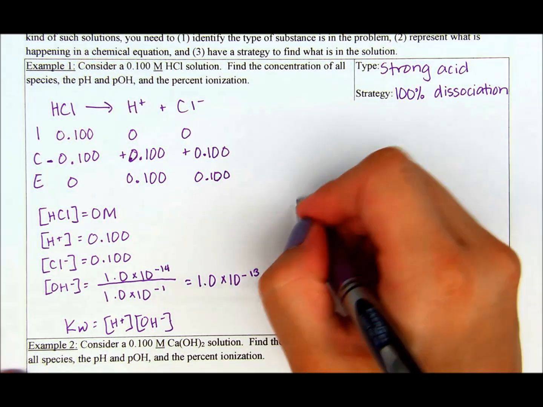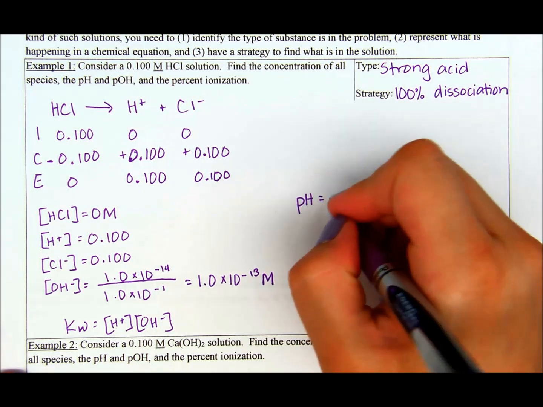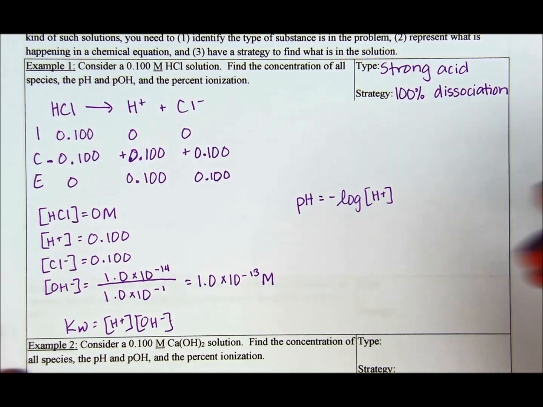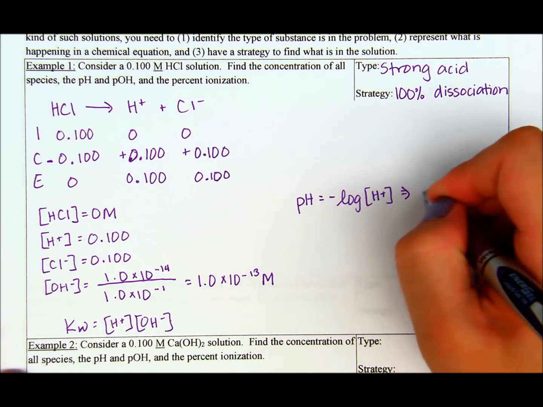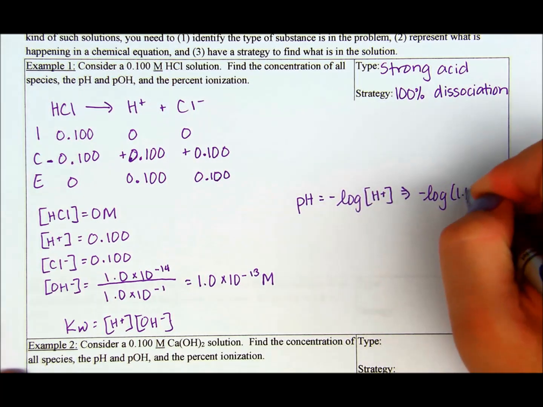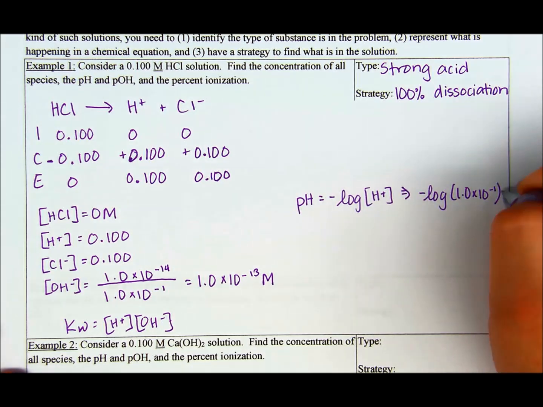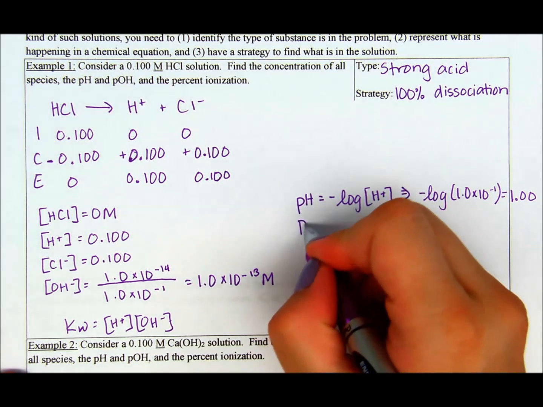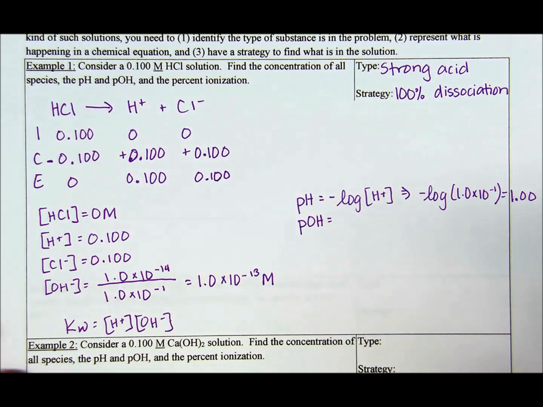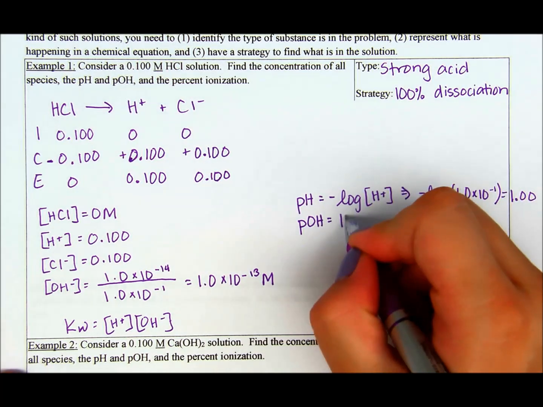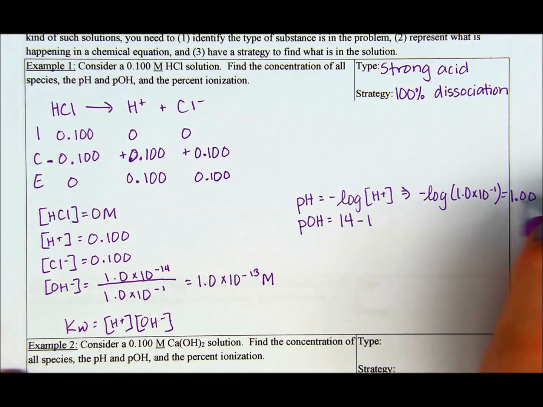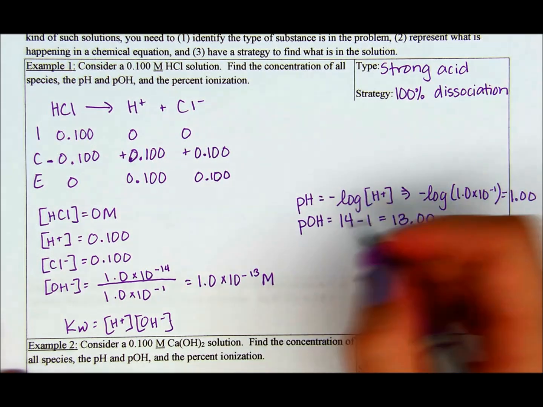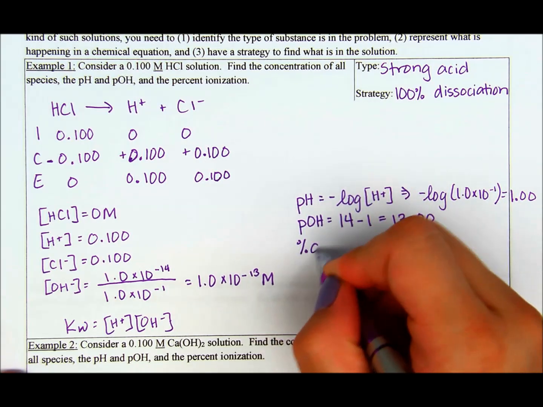Okay, so finding our pH. pH is equal to negative log of the H plus concentration, which is negative log 1.0 times 10 to the negative 1, which equals 1.00. pH is 1. For pOH, remember pH plus pOH equals 14. So 14 minus 1 equals 13, so our pOH is 13. And then the percent dissociation.